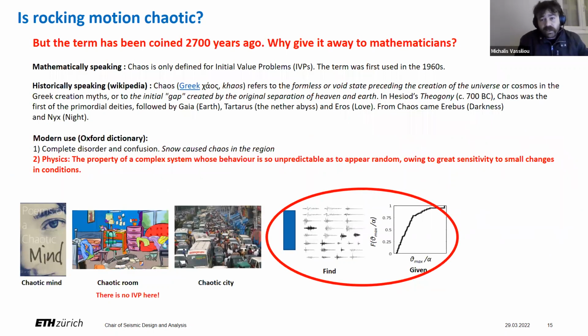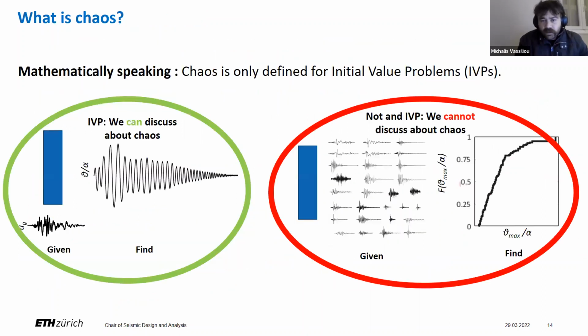And indeed, the term chaos was coined 2,700 years ago in mythology to refer to what existed before the creation of the universe. So I'm sorry, I forgot to mention here that it doesn't make sense mathematically, but people that accuse rocking of being chaotic do not have Lorentz definitions or Lyapunov exponents in mind. They just use the word as a fancy term of saying unpredictable.